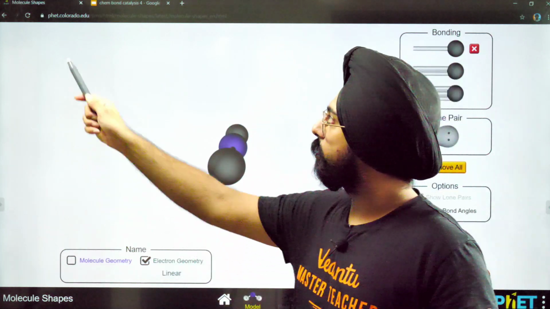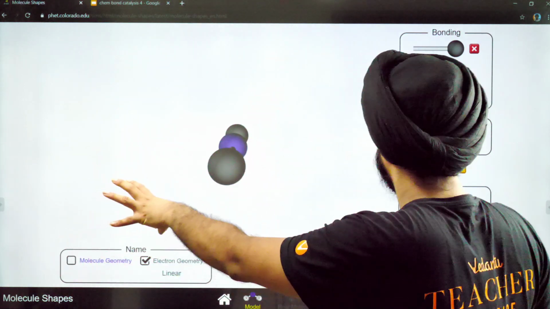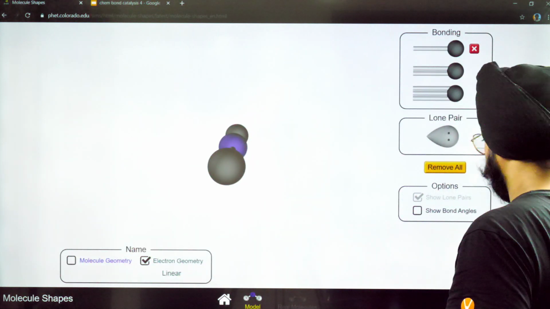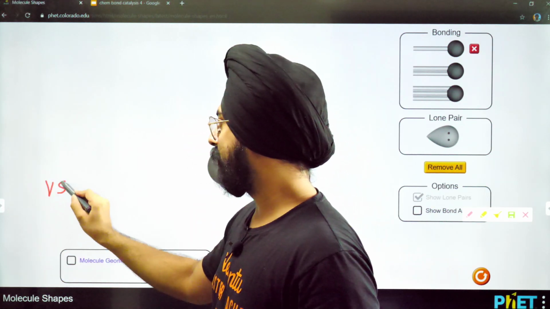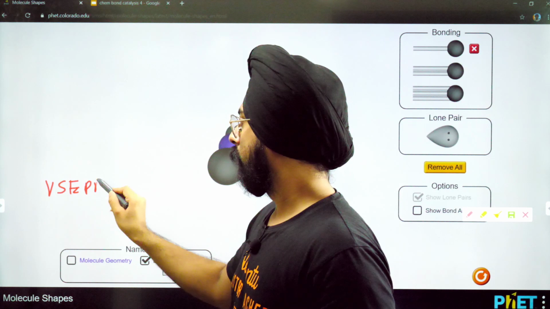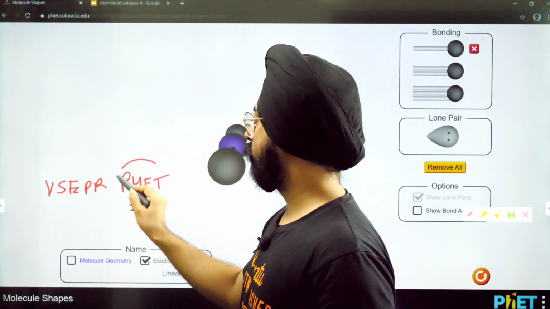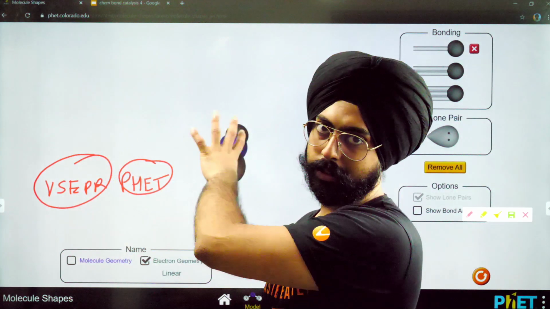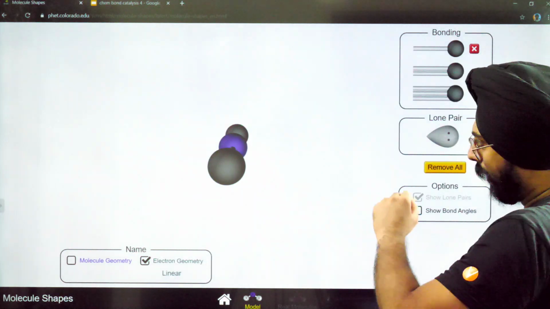So this is a web page by phet.colorado.edu. If you want to visit this particular web page, all you have to do is on Google, just search for VSEPR PHET. As soon as you do this Google search, the very first web page is this one. Okay, तो देखते हैं अब हो क्या रहा है यहाँ पे.